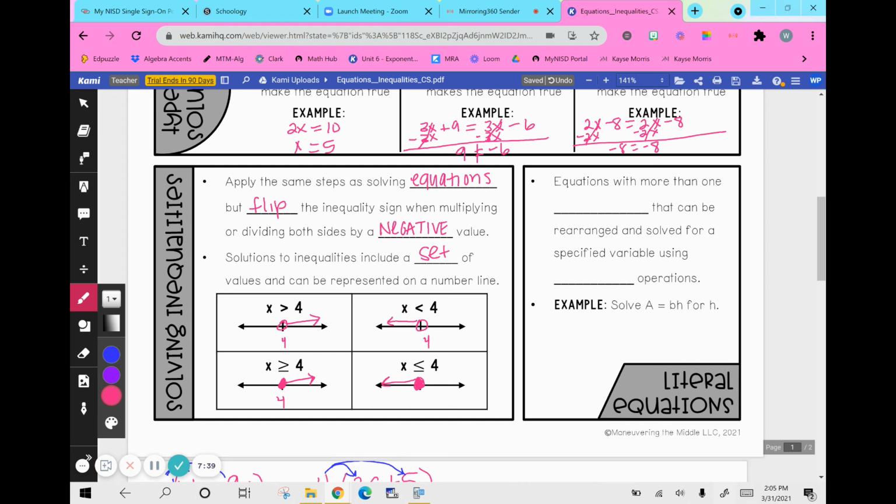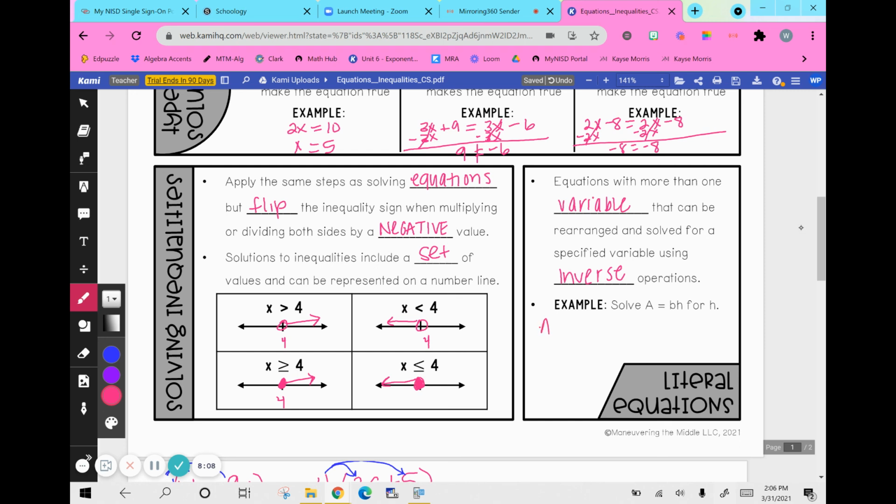Equations with more than one variable that can be rearranged and solved for a specific variable using inverse operations, okay? Those are called literal equations. So those are when we are using a formula and solving for one piece of the formula. So here's an example. Solve A equals BH for H. So again, this is a formula for area of a rectangle. So area equals base times height. And they want us to solve for the height.